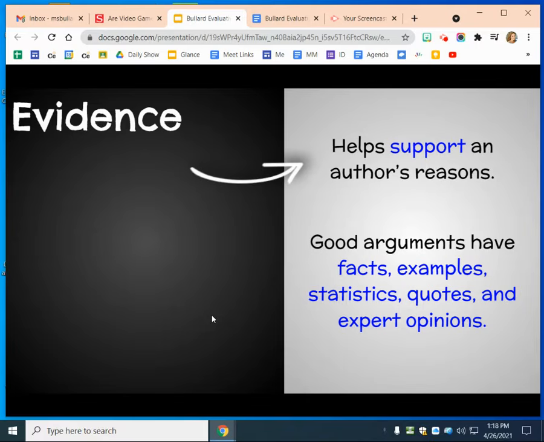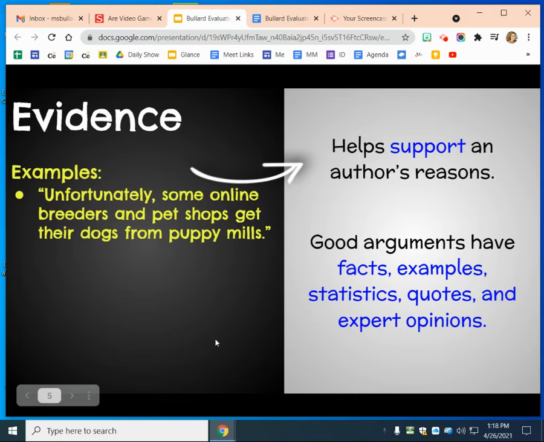I'm going to give you 3 examples, but you only have to write 2 down. So one example I pulled right from the article was this fact. Unfortunately, some online breeders and pet shops get their dogs from puppy mills. So not all, but some of the places where you would buy pets get them from puppy mills. And that's a fact. That was a good piece of evidence to support the claim.